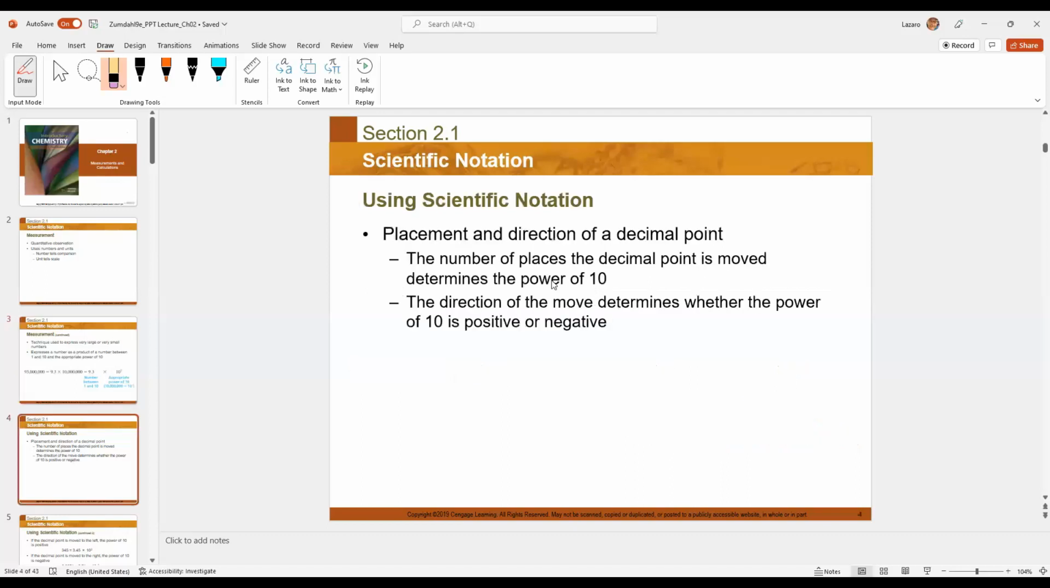Look at this. You move the decimal point, in this case, to the right or to the left, and you multiply by the power of 10. The direction of the movement determines whether the power of 10 is positive or negative. If you move to the left, it's positive, because you are in front of a very large number. But if it is negative, then you move the dot to the right, and it means that your number is very small, so the power is negative.